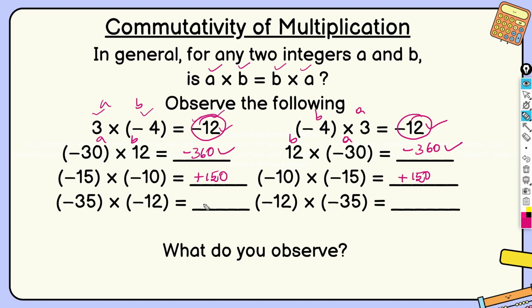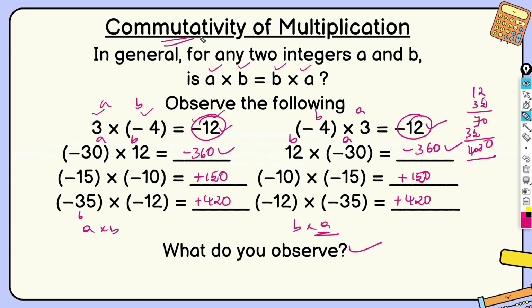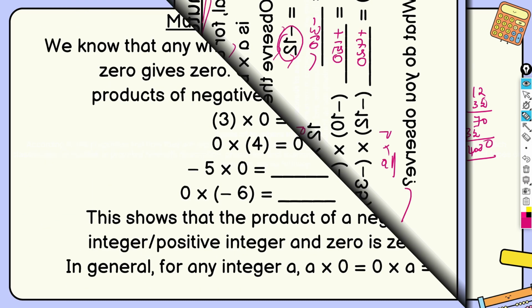Similarly here, minus into minus is plus, 12 into 35 gives 420. So this is equal to plus 420. Similarly here, minus into minus is plus, 35 into 12 is 35 2s are 70, 35 1s are 35, which gives 420. So this also becomes 420. So here also a into b is equal to b into a. So what do you observe? We observe that in multiplication, integers follow the commutative property. That is, a into b is always equal to b into a.